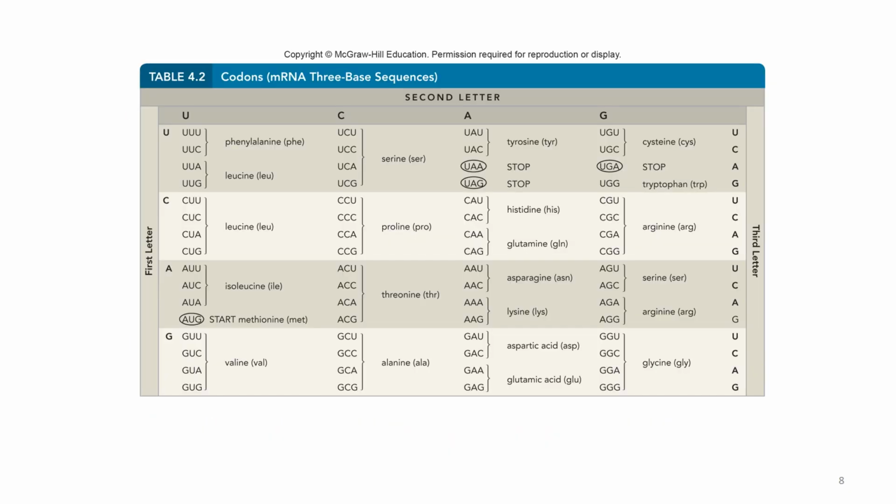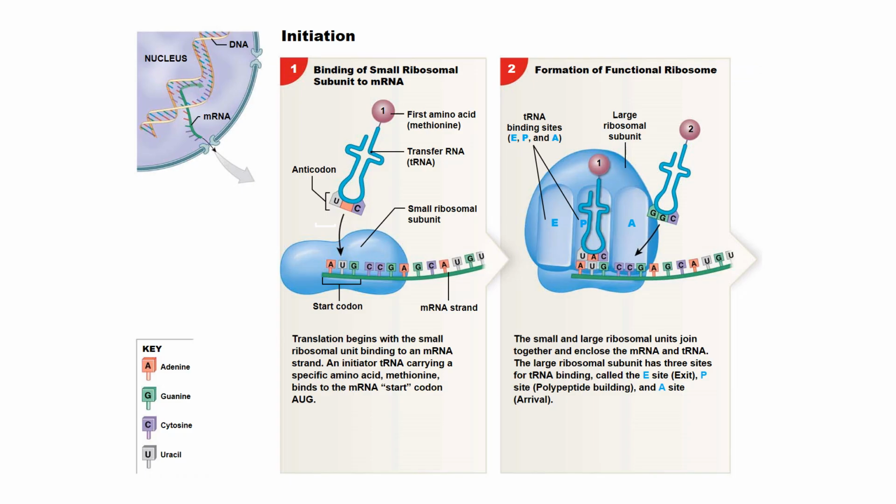This shows what codons translate into what amino acids. Do not worry about memorizing this, but we do notice here that some codons are for stop, so that's for stopping protein synthesis. And then AUG is the start codon. Okay, so let's see here how translation is happening.